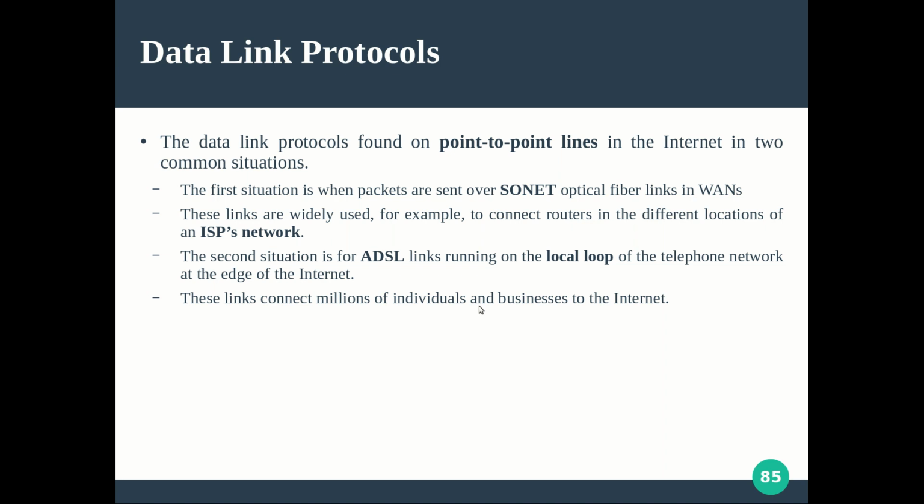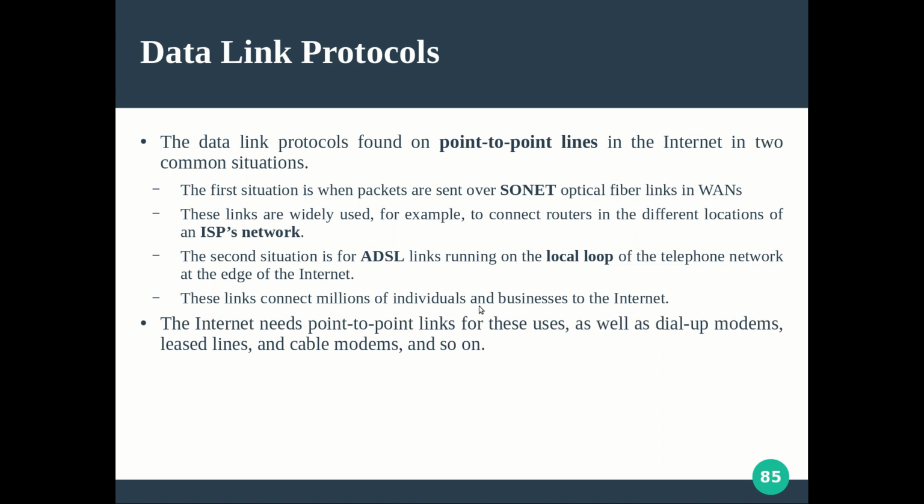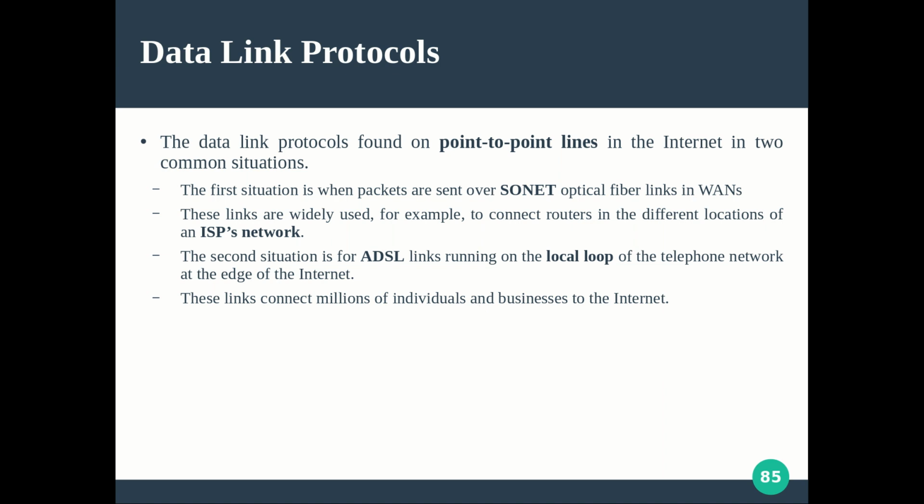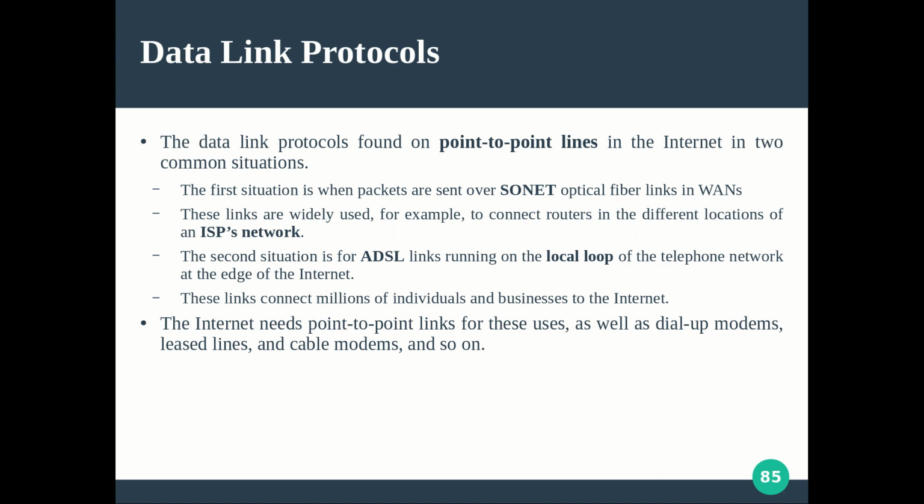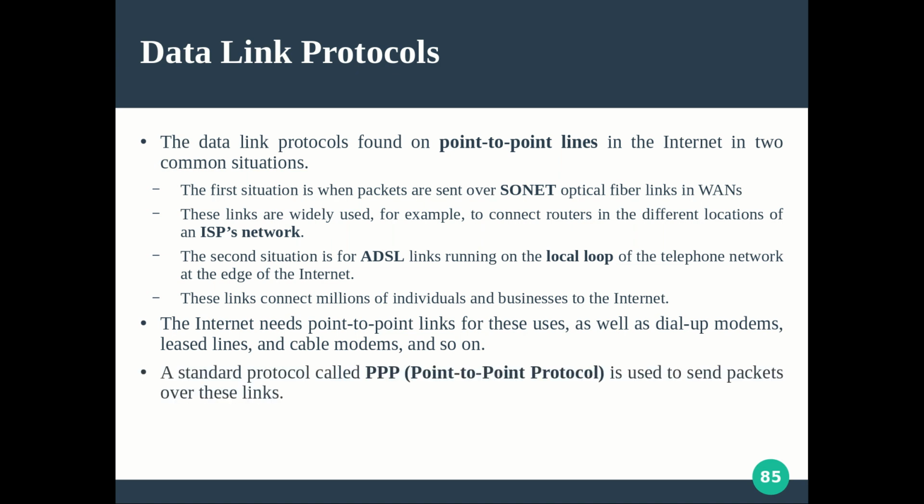These links connect millions of individual users and businesses to the internet, and some kind of multiplexing will be happening, and together the information will be moved through a single SONET kind of network. The internet needs point-to-point links for these users, as well as for dial-up modems, leased lines, cable modems, and so on. So other than the point-to-point protocol, we need the dial-up modem, leased line, cable modems, etc. for making the communication possible.